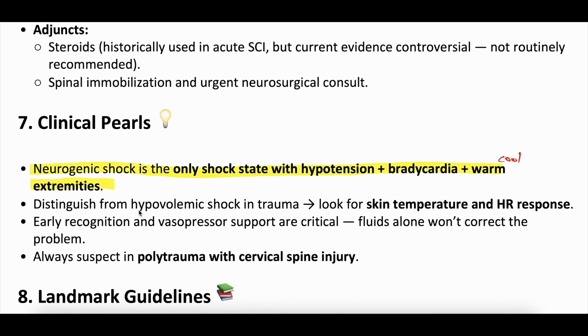Make sure you distinguish it from hypovolemic shock because some of these patients are trauma patients. So these patients might come in as a blunt trauma and they might be hypotensive and you might be like, oh, hemorrhagic shock. But if they're bradycardic too, you really should be thinking about neurogenic shock as well in these patients. Early recognition and vasopressor support are critical. Fluids alone will not correct the underlying problem. And always suspect polytrauma if there's a high cervical spinal injury. Look for other injuries as well because it requires one heck of a mechanism to cause a high cervical spinal injury. So look for other injuries as well.